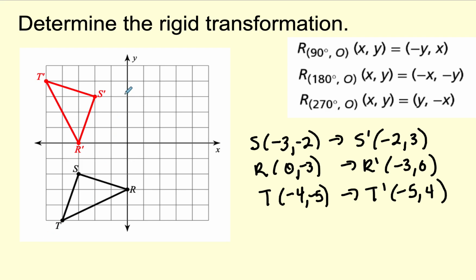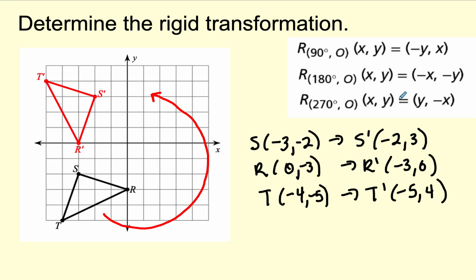We are now going to determine the rigid transformation. So we want to know how we go from here to here. Now remember that we need to think about counterclockwise, so you need to think about going this way. This is going to travel a lot to get over here, and traveling a lot seems to me like it would be 270 degrees.